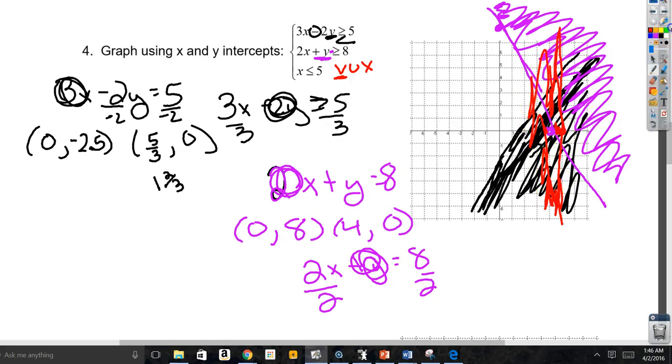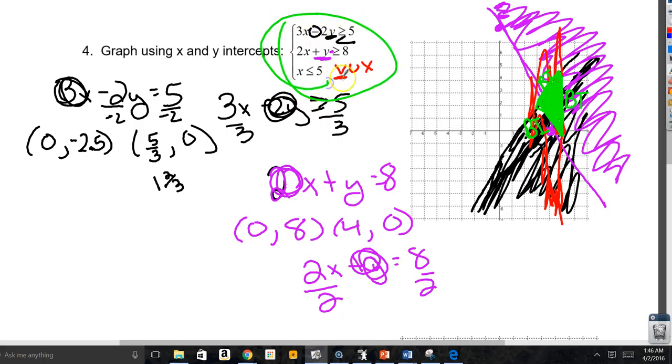So it's a little bit hard to see, but if you look right here, right here, right here, is where all 3 of them touch. So the green is where our solutions are. And here we would say the boundary is included because it's a solid line. This boundary is included because it is a solid line. This boundary is included because it is a solid line. So any ordered pair inside here would make this system true.